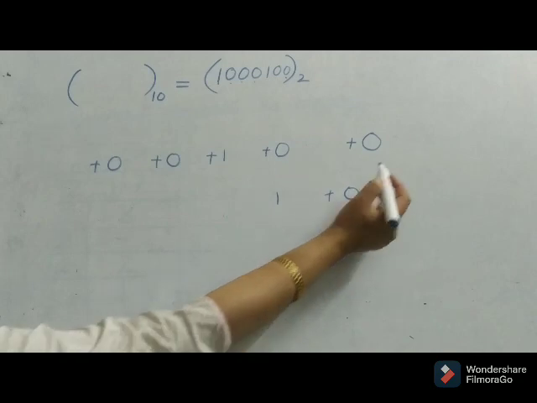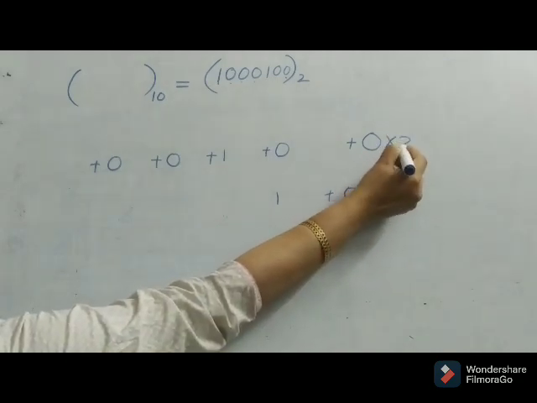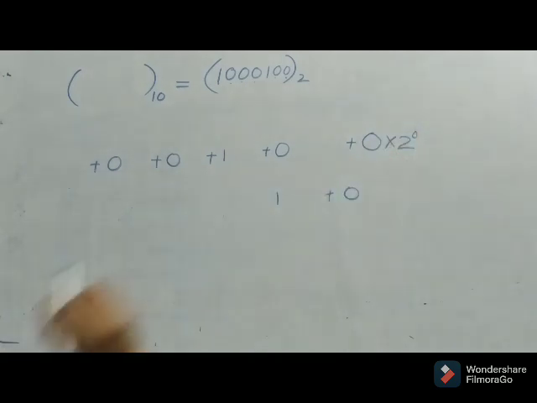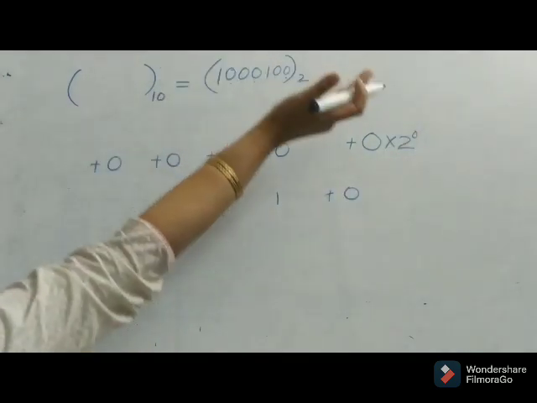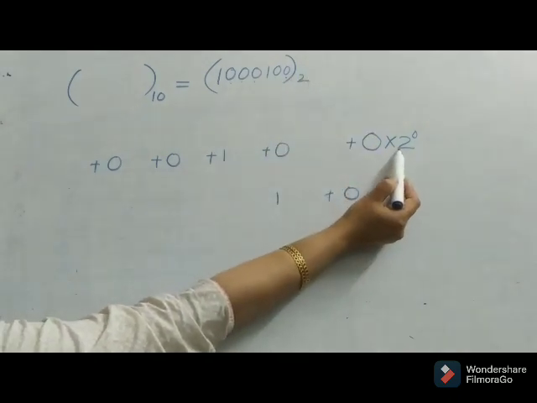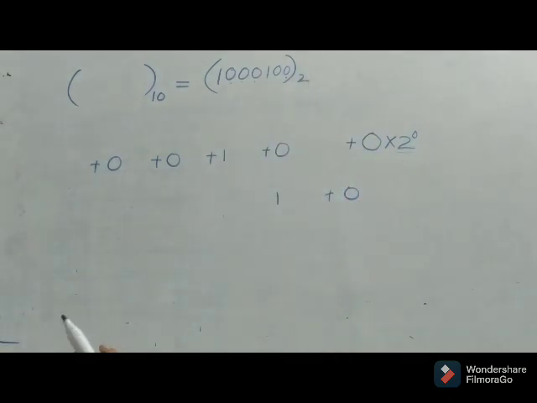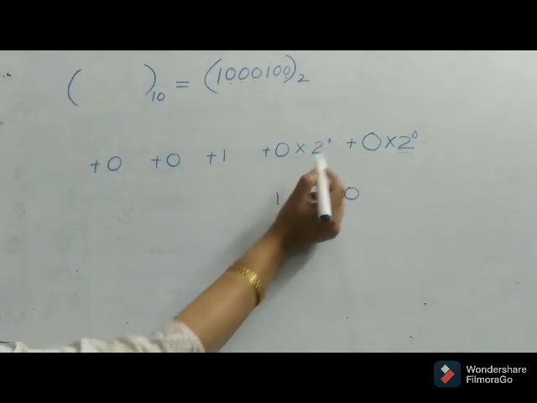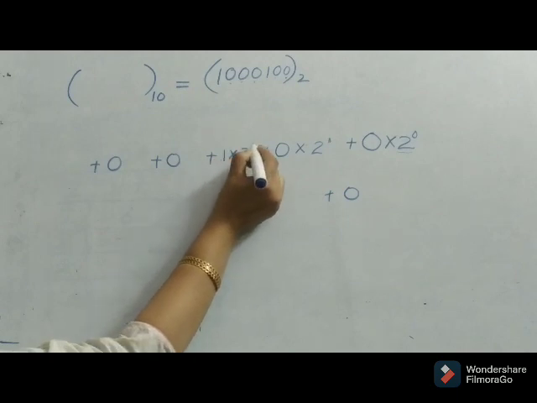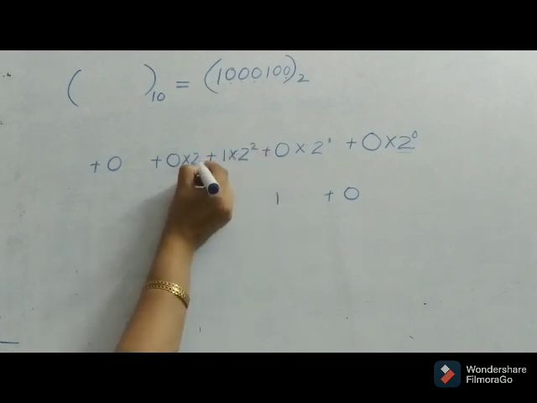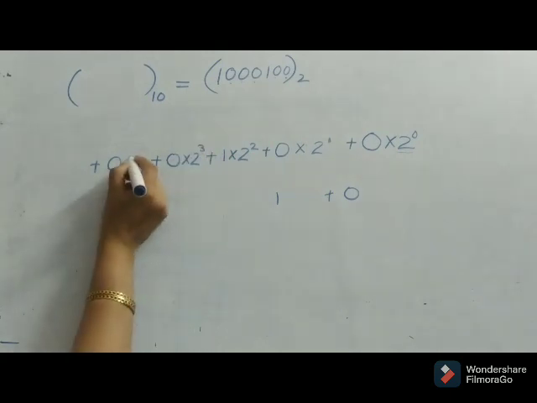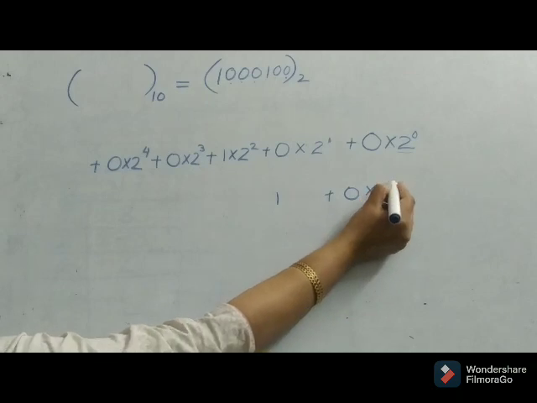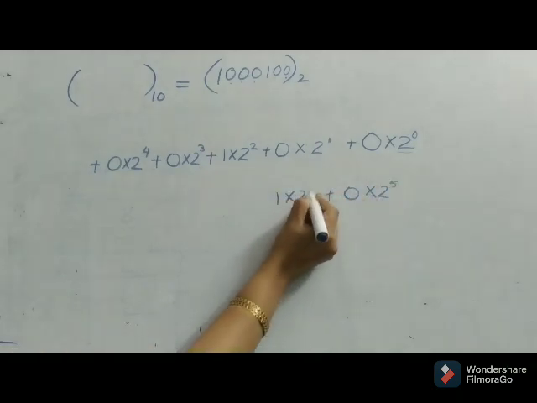So what I have to do now is multiply with 2 to the powers, and we'll start with the power 0 in the beginning. So the rightmost character is always to be multiplied with 2 to the power 0. The next digit will be multiplied by 2 to the power 1. Then the next with 2 to the power 2. Then again 2 to the power 3 and 2 to the power 4. And then 2 to the power 5 and 2 to the power 6.